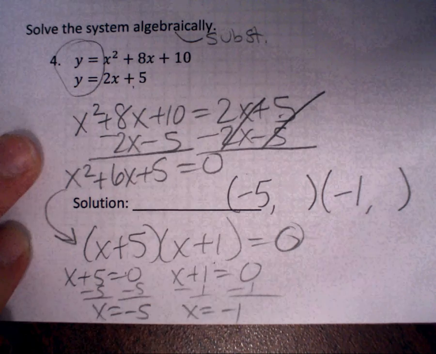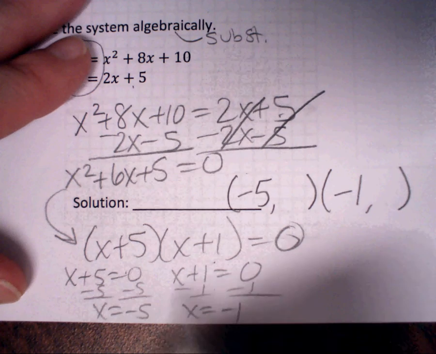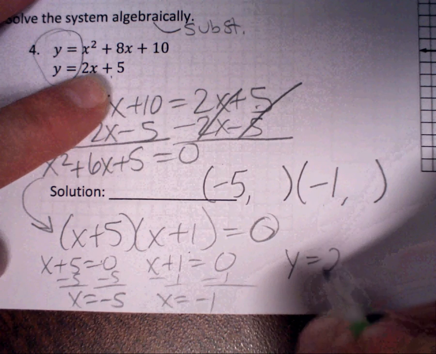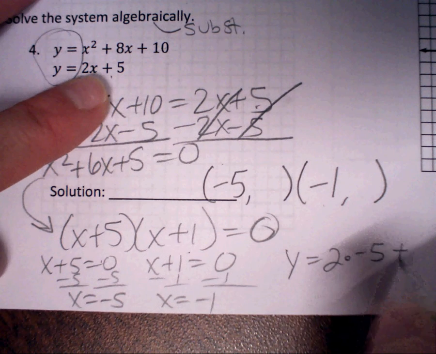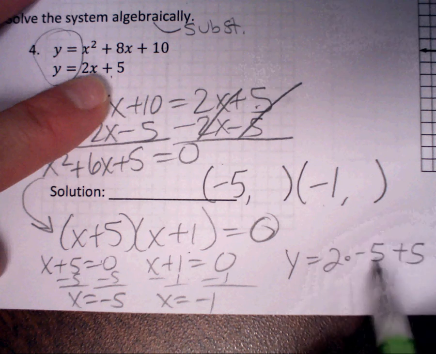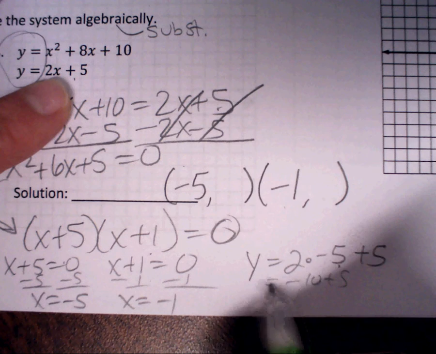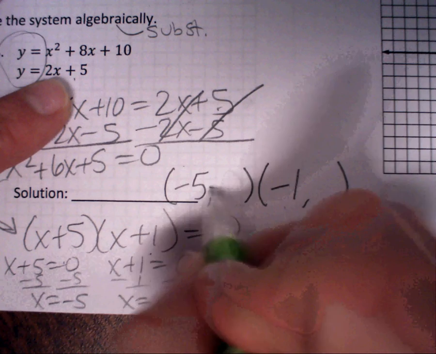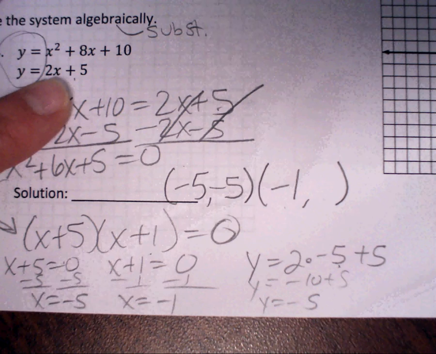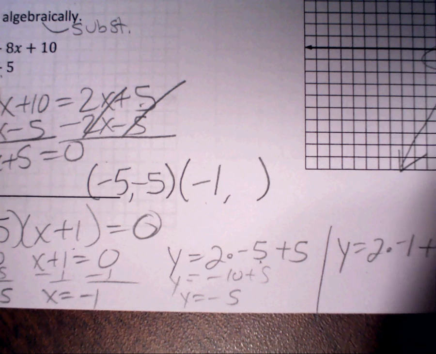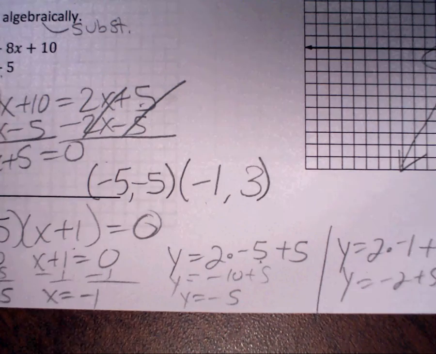So, in order to find the y values, I take my x's and I plug it into the equation. Well, the easiest equation would be the second one. Okay, so in place of that x, I put negative 5. Let me scoot over. So that's negative 10 plus 5, and you can just type that in your calculator. Y equals negative 5, so negative 5, negative 5. And then the other one, 2 times negative 1 plus 5, negative 2 plus 5, so that would be 3.